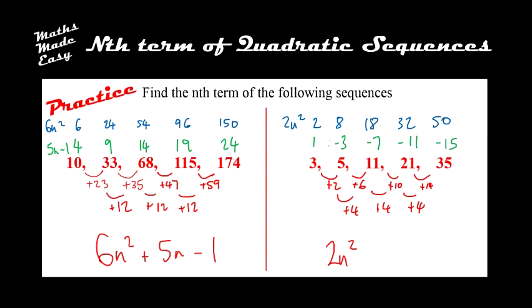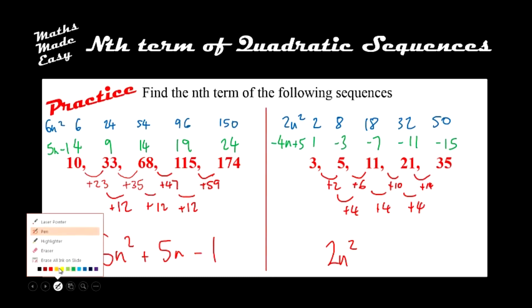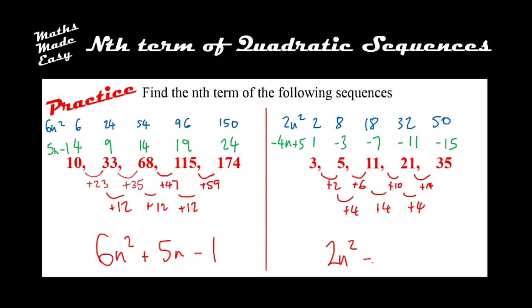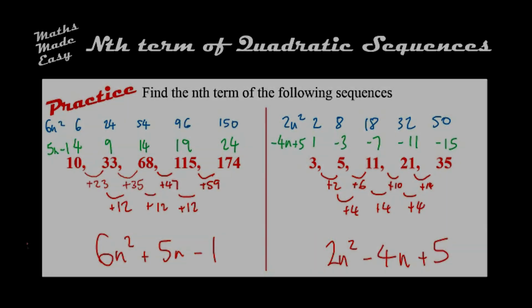So this green sequence is a little bit harder because it's decreasing. In fact, it's taking off 4, so it must be a negative 4n sequence, but we don't start at negative 4, we start at 1, so we must add 5 to it to get to our sequence. So the solution to this one, 2n squared, subtract 4n, and then plus 5. That's the end of the video on quadratic sequences, finding the nth term.